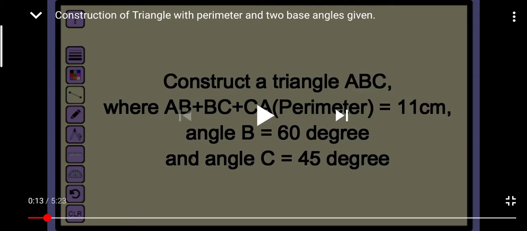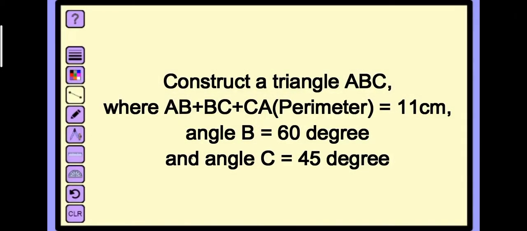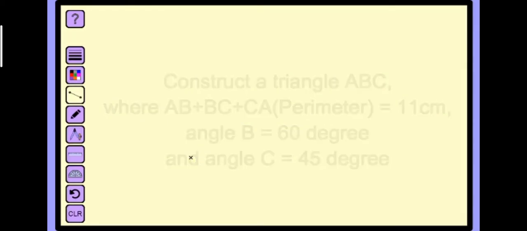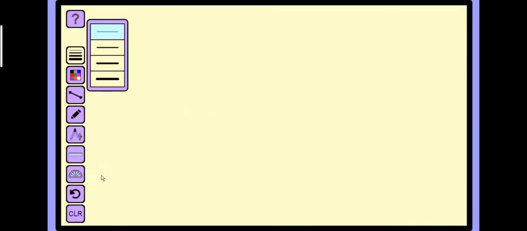One method: whatever perimeter is there, firstly draw the 11 centimeter segment. At the end of the segment you have to construct the angle, which you can take as 60 or 45 degrees, or you can take half of the 60 and 45 degrees. Okay. Now see by the construction how you can do it. If you are observing, what is the perimeter? 11 centimeters. Okay. And what is the angle B? 60. Angle C? 45 degrees.